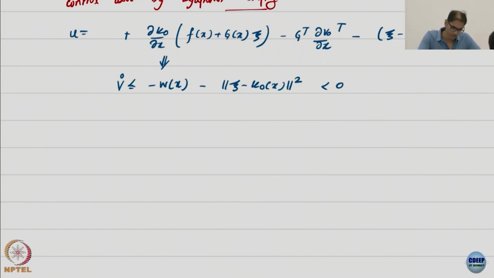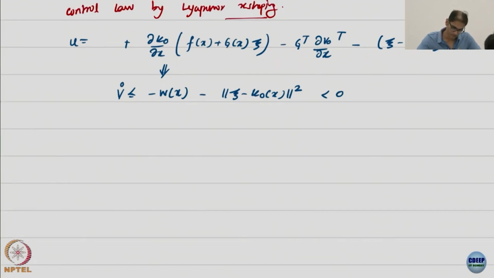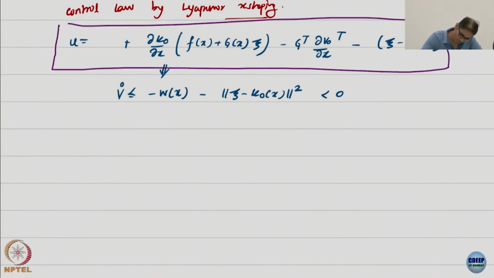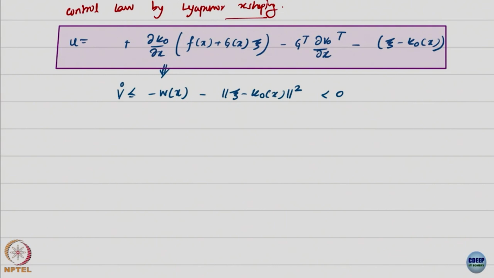Because the first term is already definite, if both terms have to go to 0 individually, which means that x goes to 0 and psi goes to 0, by the same argument as before. Alright, so this is a valid control law. In fact, this is how we design control laws most of the time, by Lyapunov reshaping.